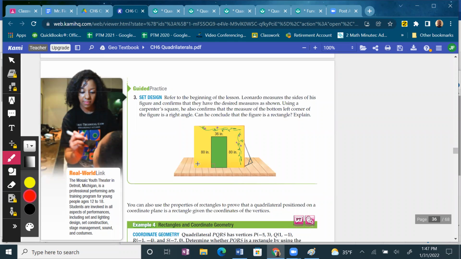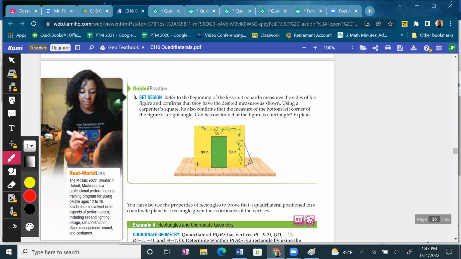Set design. Refer to the beginning of the lesson. Leonardo measures the sides of his figure and confirms that they have the desired measures as shown. Using a carpenter's square, he also confirms that the measure of the bottom left corner of the figure is a right angle. Can he conclude that the figure is a rectangle? Explain. All right. Come on, Leonardo, you got this.